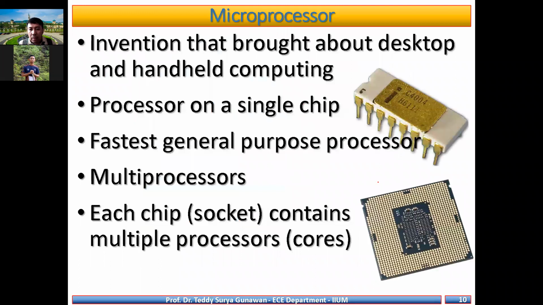Okay, so the microprocessor starts from the Intel 4004. You have a complete processor on a single chip, including the memory modules, execution unit, and other I/O devices. Okay, so if you have multi-cores, then each chip contains multiple processors. So you have one core, one chip here, and then you have multiple cores.